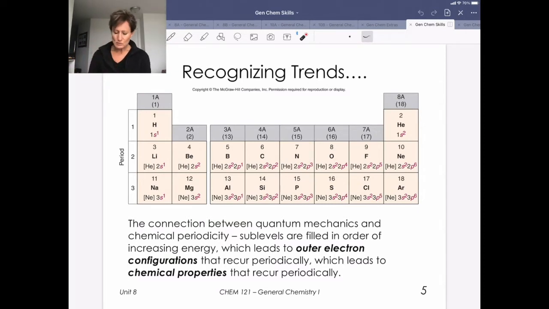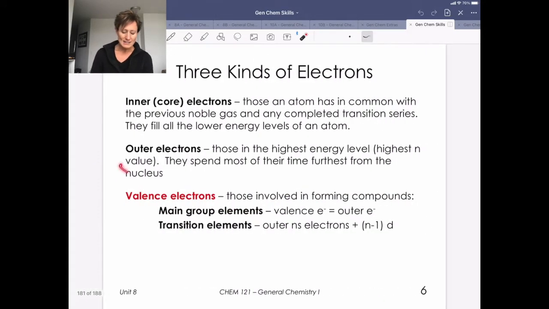We've mentioned these terms already, but just to review them, sublevels are filled in order of increasing energy. We talked about filling orbitals in terms of their energy level, and that leads to electron configurations in outer shells that recur periodically. That's how we get this periodicity, this repeating trend of certain elements that have similar chemical properties, and that has to do with the number of electrons they're going to have in their outer electron shells. We define these outer electrons as valence electrons.